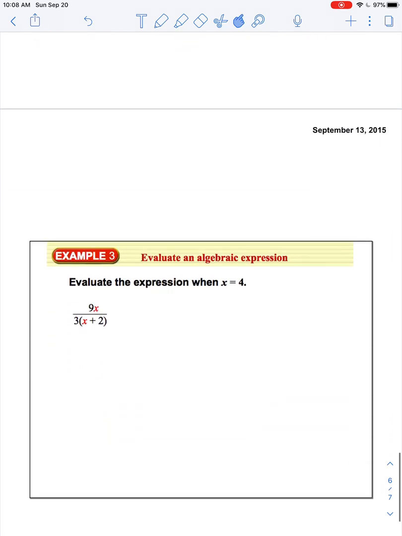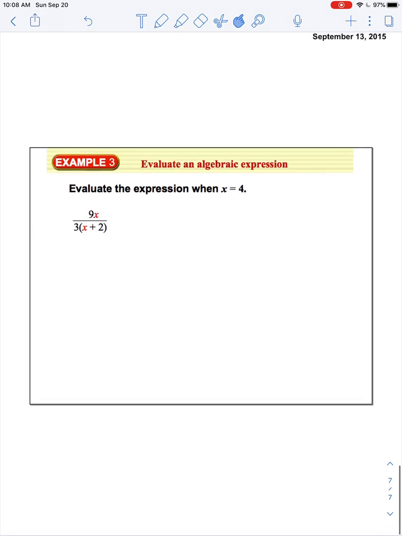So it's really just a checklist. You go right through and see how many of these steps I have. Do I have parentheses? Do I have exponents, multiplying, dividing, adding, subtracting? Just walk yourself through it.